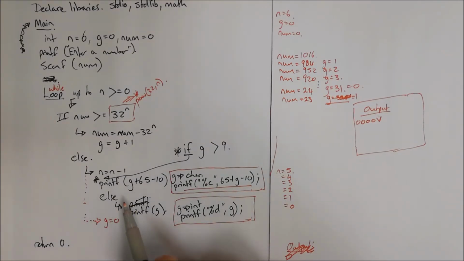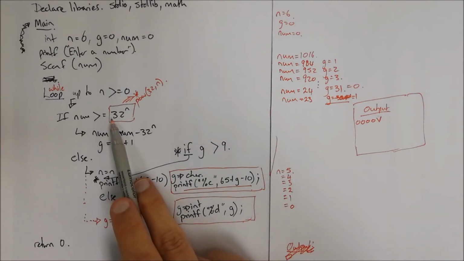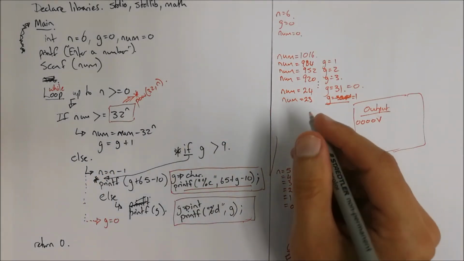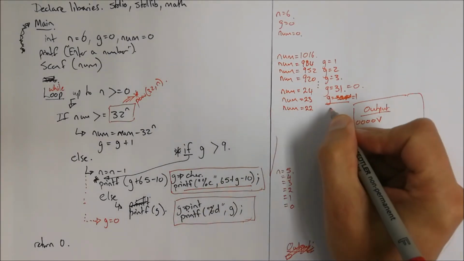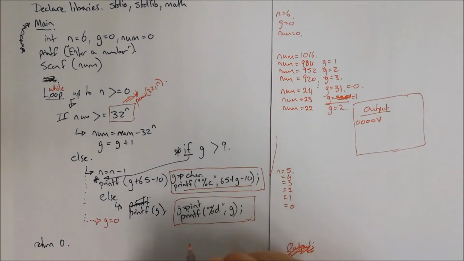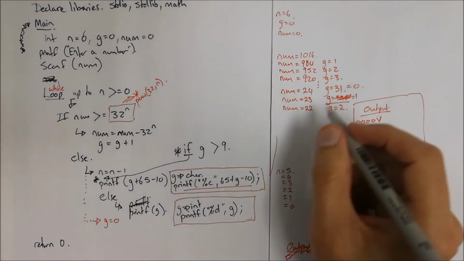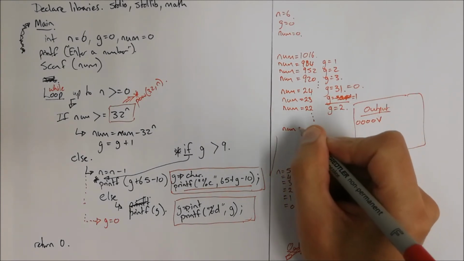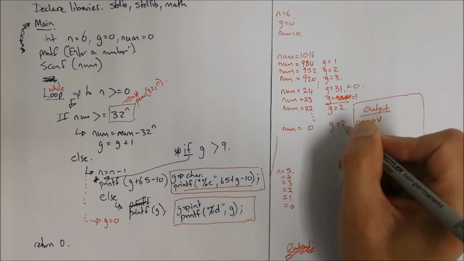Okay, let's keep on going. Back to the beginning. Is n larger than or equal to 0? Yes, it is. Okay, is num larger than 32 to the power of 0? Yes, it is. So now we can say, well, num is equal to num minus 1, so now num is equal to 22. And therefore G is equal to 2. And again, you can keep on going with this process. Eventually, you're going to find that num is equal to 0 and G is equal to 24.